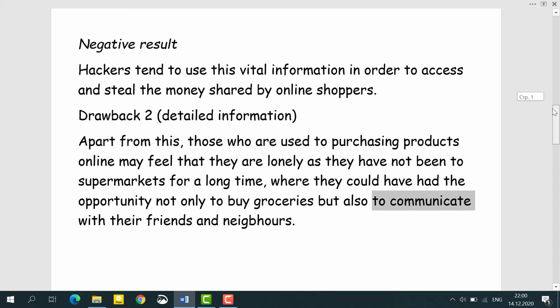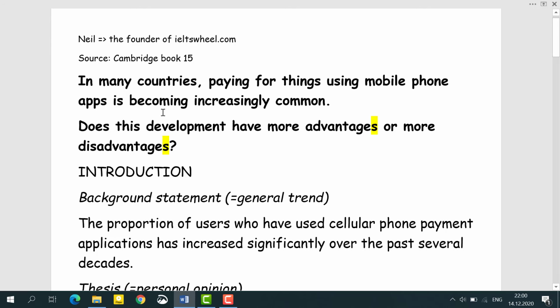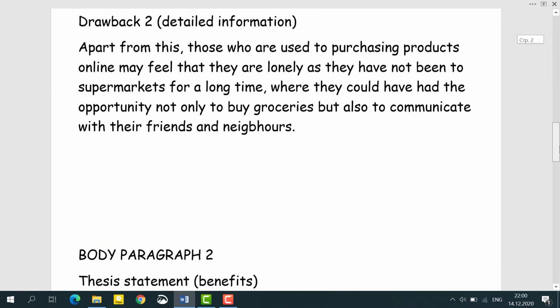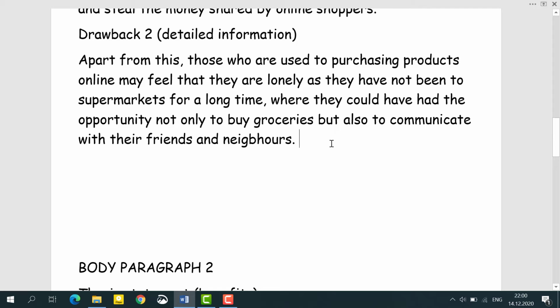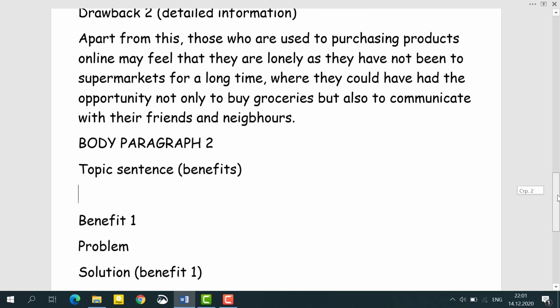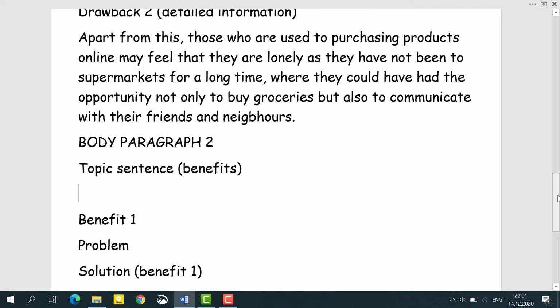So we have already described and analyzed the drawbacks of this trend. Now let's just look at our question again. Does this development have more advantages or more disadvantages? Okay, so we have already analyzed the disadvantages. Now let's focus on the advantages of this trend. Okay, now how can we do it? So now we need to focus on the second body paragraph, and let's just write, let's say, topic sentence. Okay, topic sentence, and here I'm going to write about some benefits.